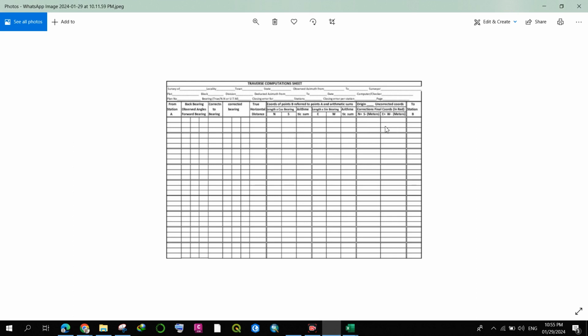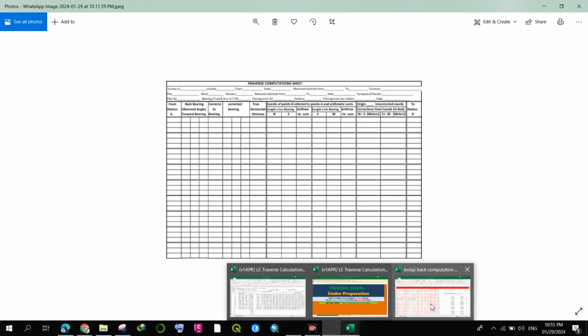You check your easting too. The value you have on the second row minus the value you have on the first row. Whatever you have, you consider the result. Is it positive or negative? If it's positive, you write it under east. If it's negative, you write it under west. All together, you repeat the same thing for everything.